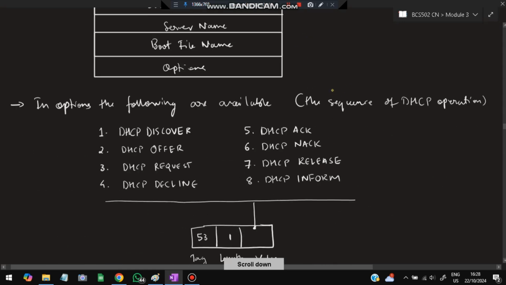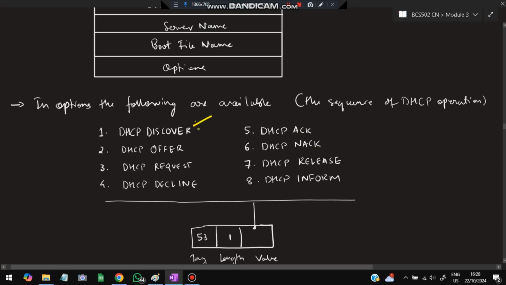Okay, and there are some options included. See, the last one is the option, right? So the option field will have the following things available: DHCP discover, offer, request, decline, acknowledgement, negative acknowledgement, release, and inform. So what do these things denote? These denote which stage the DHCP is in.